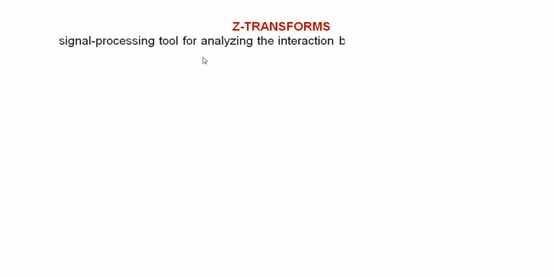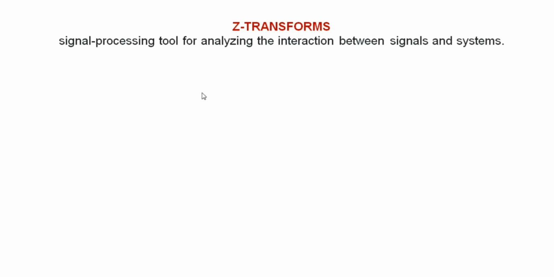The Z-transform is an important signal processing tool for analyzing the interaction between signals and systems. The communication branches rely on discrete analysis. The main difference between Z-transforms and Laplace transforms is that Z-transforms operate not on functions of continuous arguments, but on sequences of discrete integer-valued arguments.